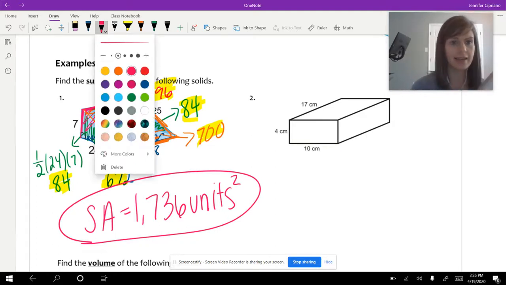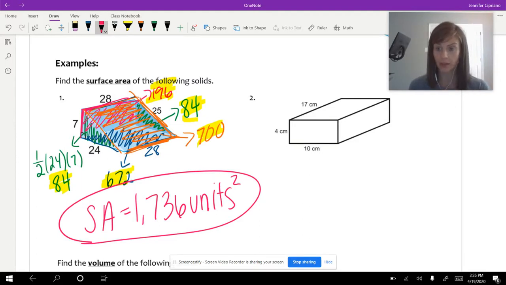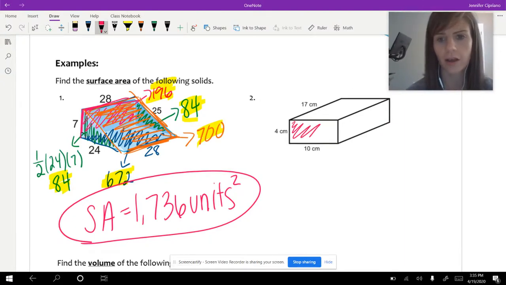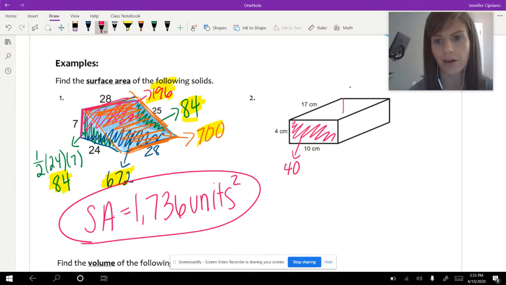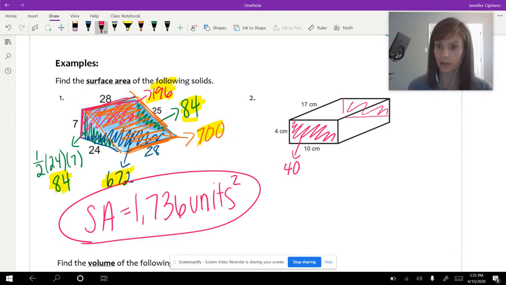All right, so the second example here is a rectangular prism. So we have a little bit of a shortcut here. This has 6 sides to it, but those 6 sides happen in 3 pairs. So we only have to find the area of 3 rectangles and just multiply each of those by 2. So I'm going to start here. This front rectangle, 4 times 10, has an area of 40, and that's going to be the same area as the back of the rectangular prism. So my total area is going to be 2 times 40.